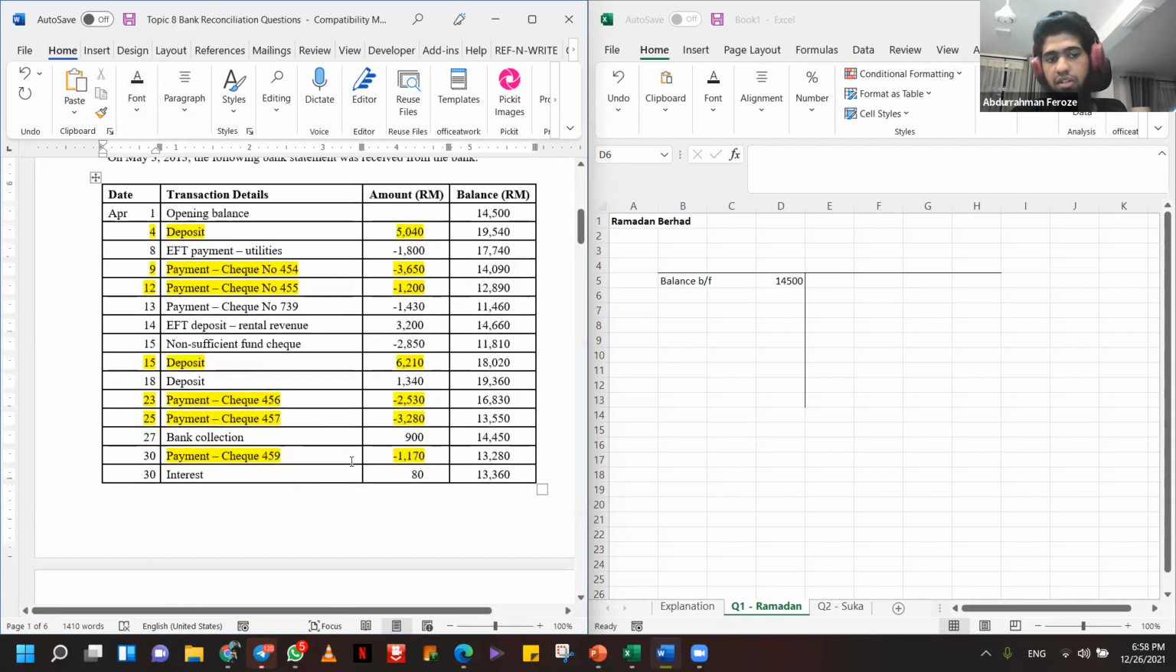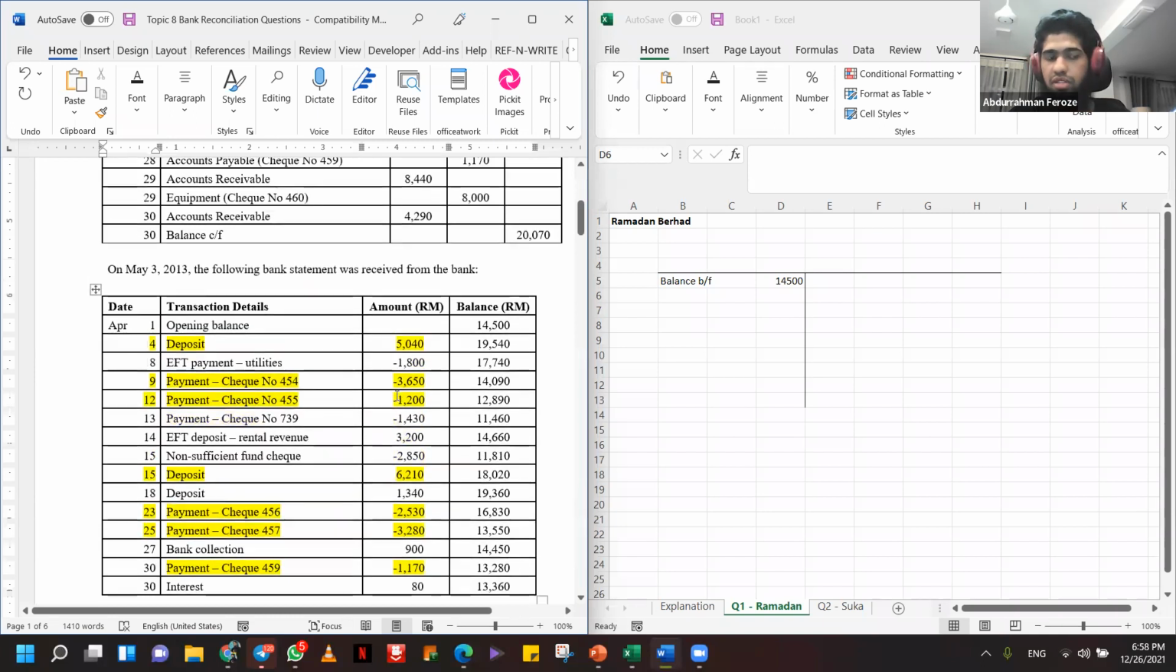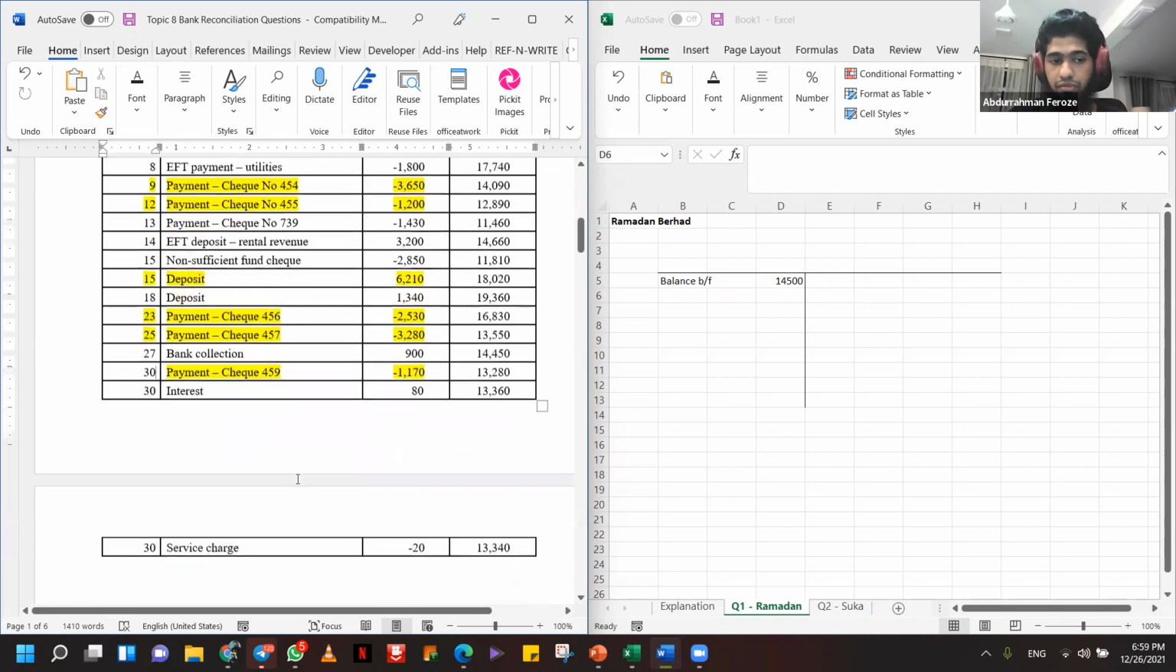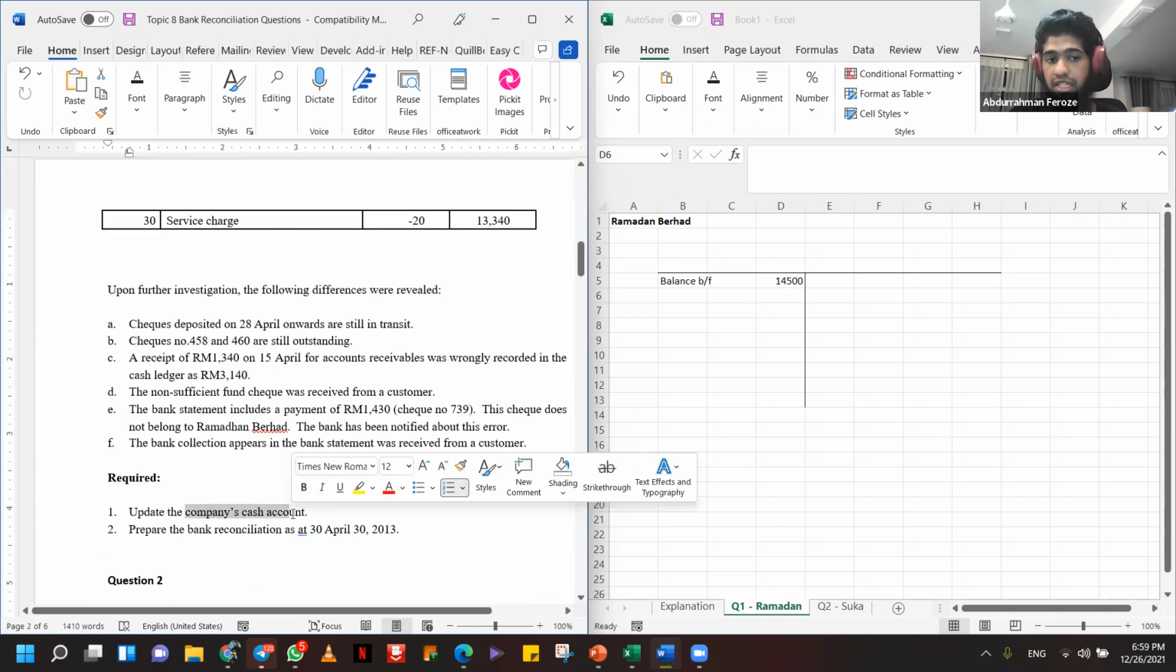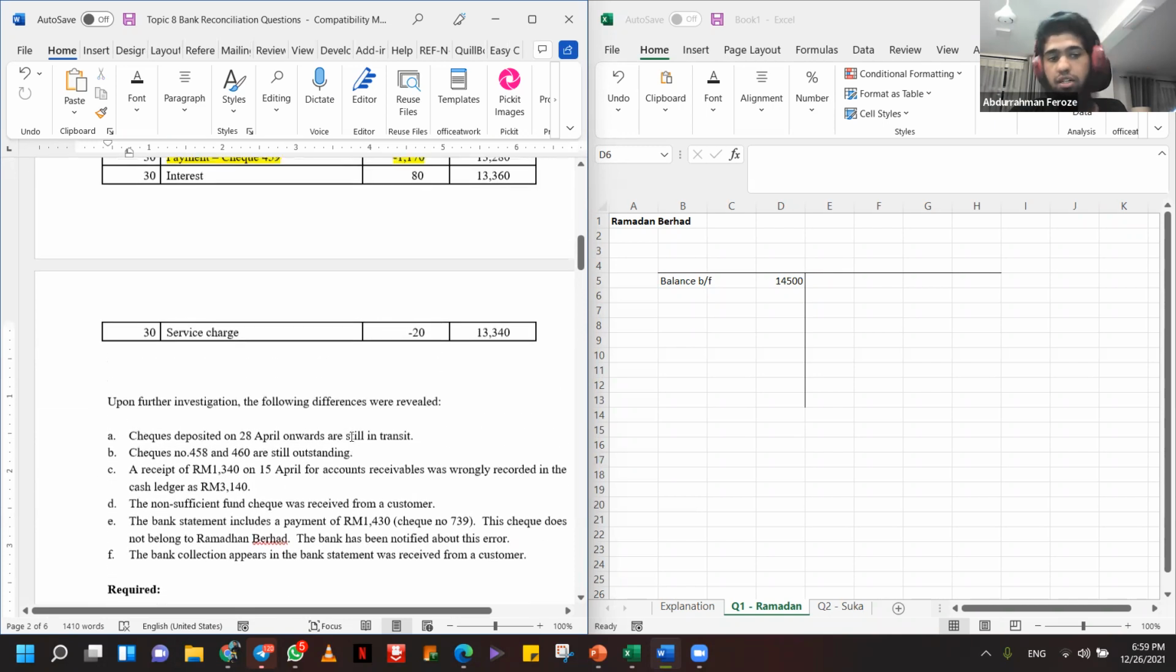So we highlight it. And then we have interest and service charge. Interest and service charge is never there on the cash book, because the company will receive the amounts only at the end of the month, right? So as you can see, it's not there on the cash book. For now, we're not looking at what is there on the cash book but not on the bank side. We're only looking at what is there on the bank statement but not on the cash book, because we want to get the adjusted company cash balance, right? Okay.